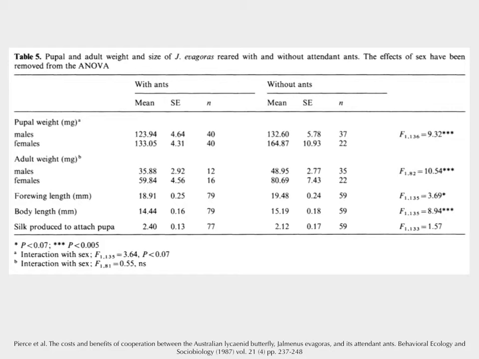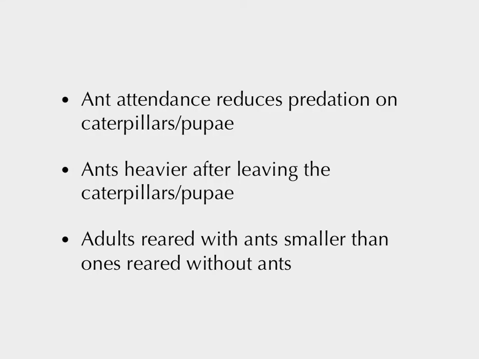And so this is a weird sort of wrinkle, right? Adults here with ants are smaller than ones without ants, if they survive, right? So what determines if this is good or bad then? Total fitness. So what would that be in this case?